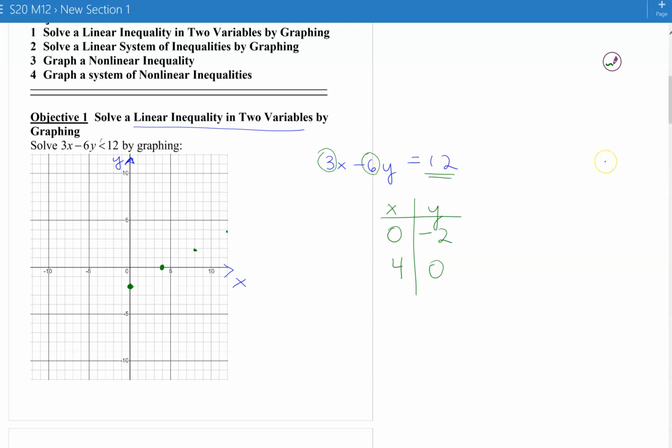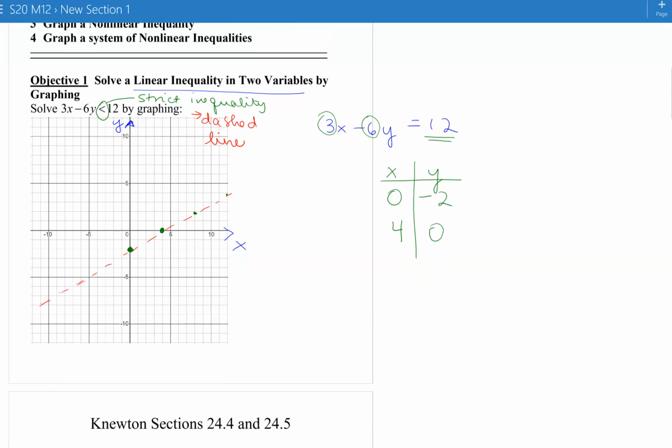So this particular inequality has a strict inequality. So that means you need a dashed line to represent that the points on the line are not solutions to the inequality. They're the points that would give you equals, and that's not part of the solution set because it's a strict inequality. So then there's two different ways you could proceed here.